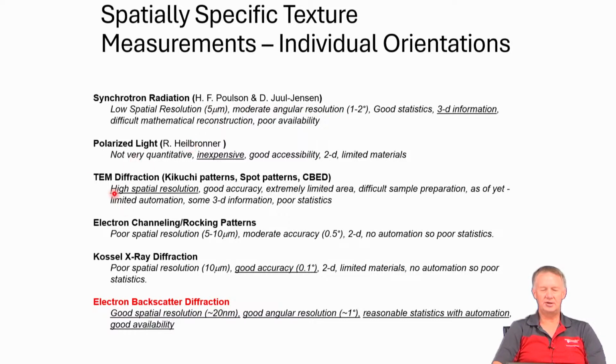Polarized light, I think we talked about these things before. TEM diffraction is very localized. Electron channeling patterns is resolution, again, about 5 microns or so. And then EBSD has an angular resolution somewhere around a degree for absolute orientations. Depends how well you can line up your specimens.